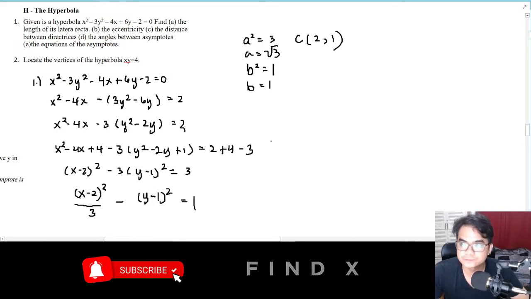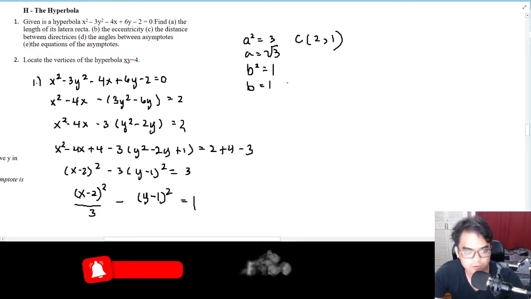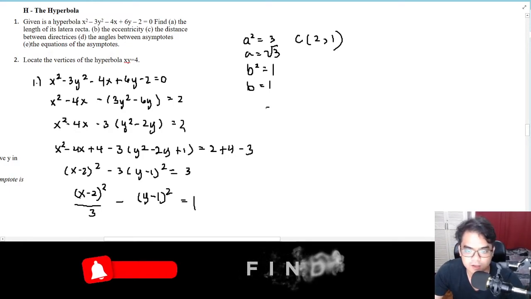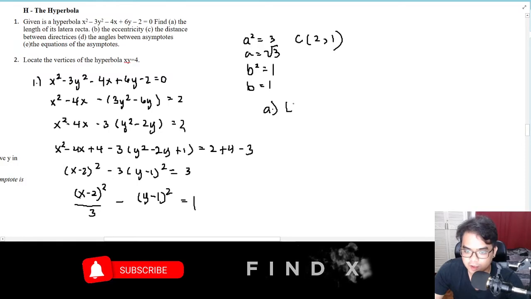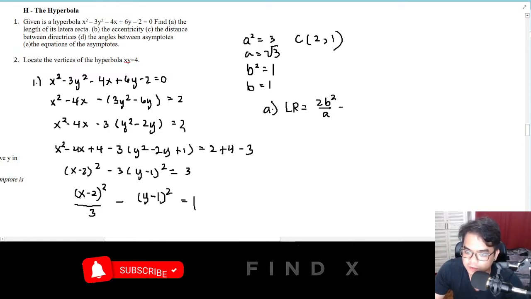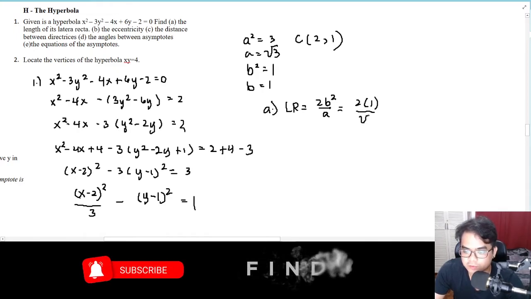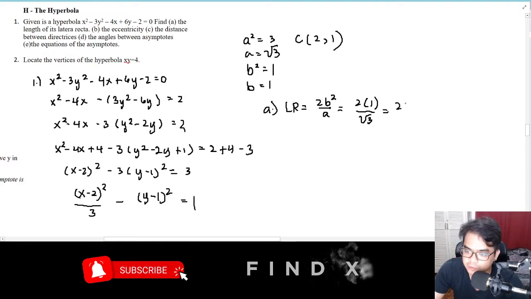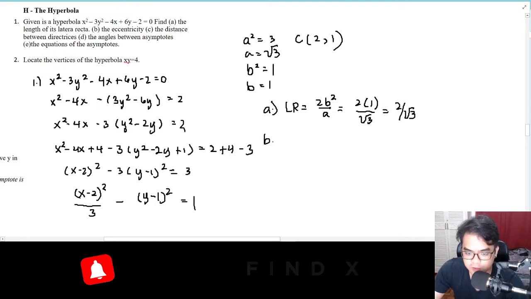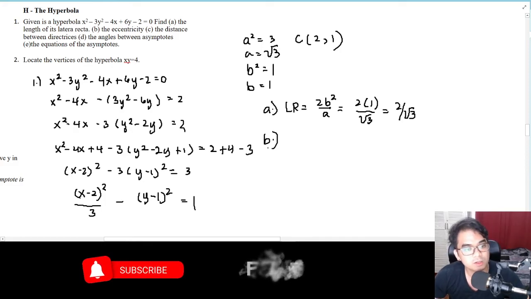And then what else? We have to find the latera recta. So latera recta, LR, is equal to 2b² over a. So this is equal to 2 times 1, since b² is 1 and a is square root of 3. So this is just 2 over square root of 3.